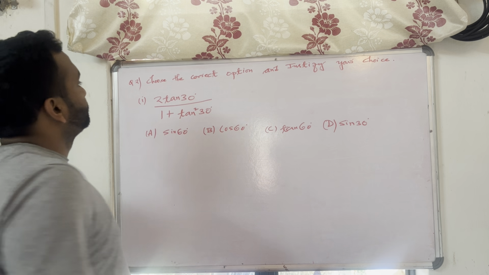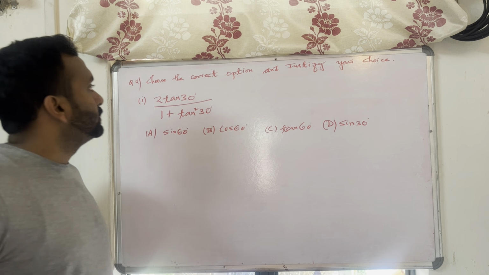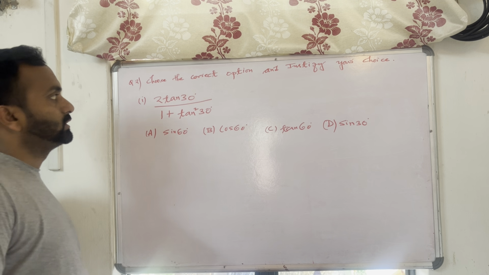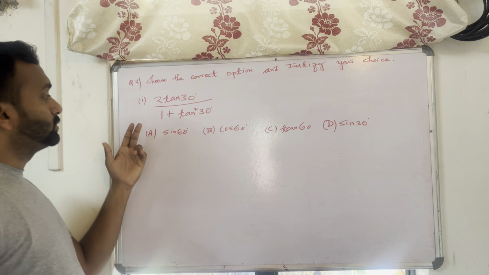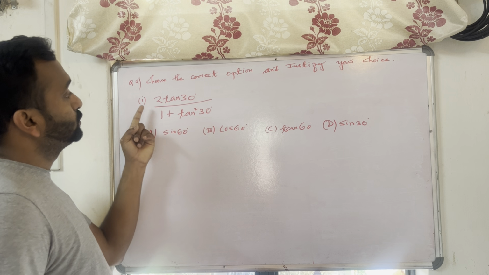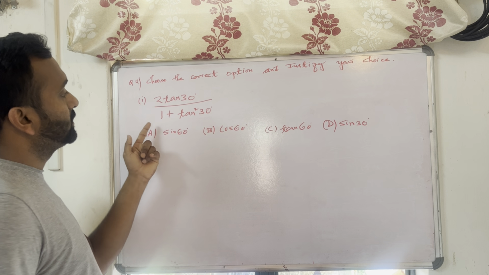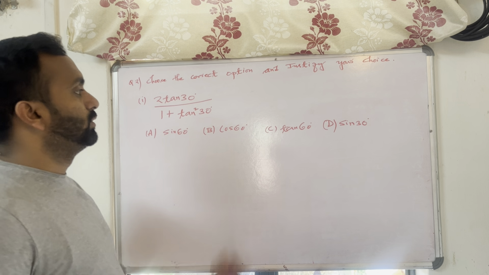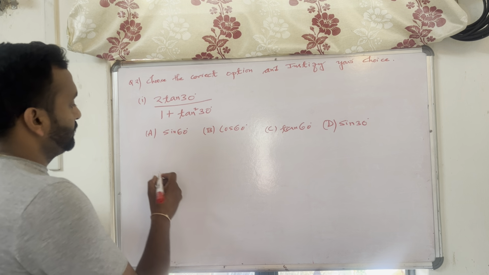So let's do question number 2 from exercise 8.2. We have to choose the correct option and justify our choices. The first part is 2 tan 30 divided by 1 plus tan square 30, which will be which one among the following? Let's start with the justification.